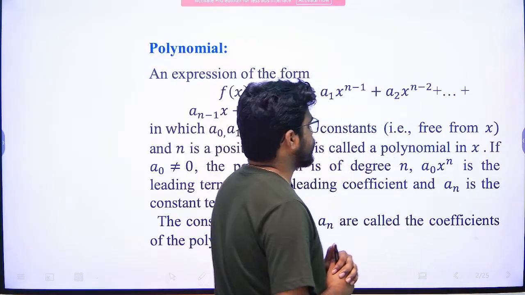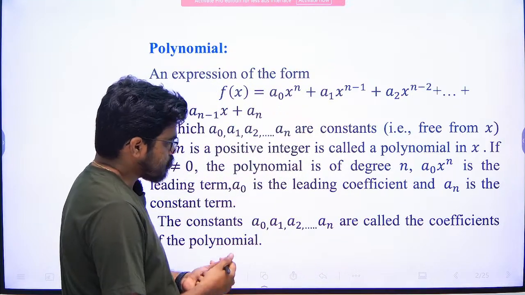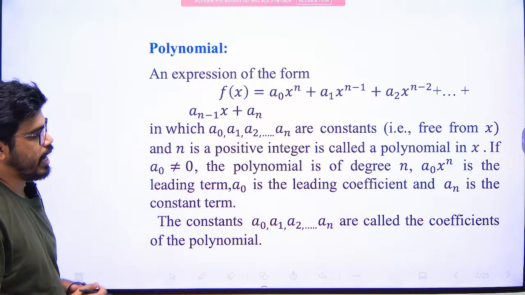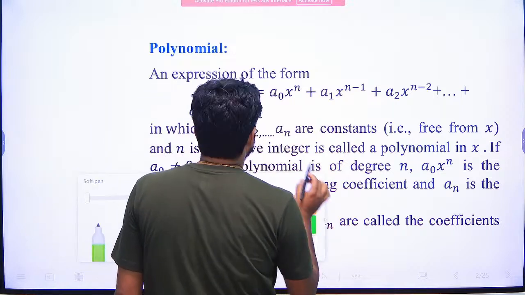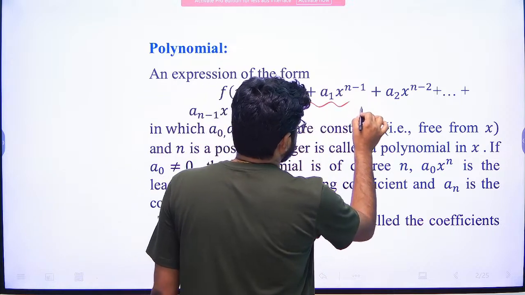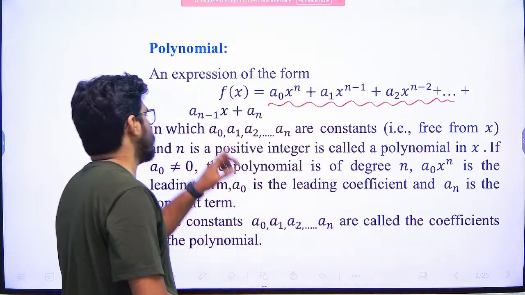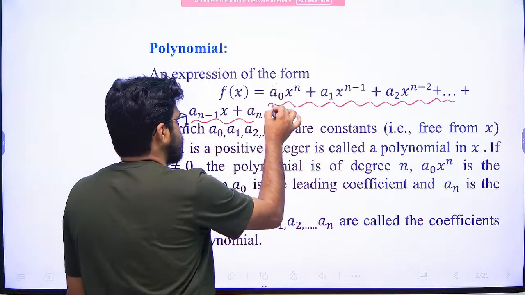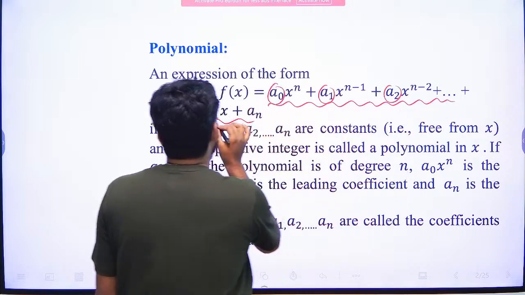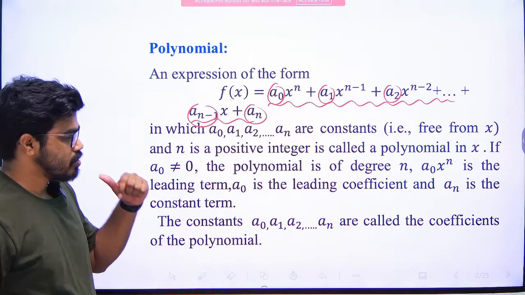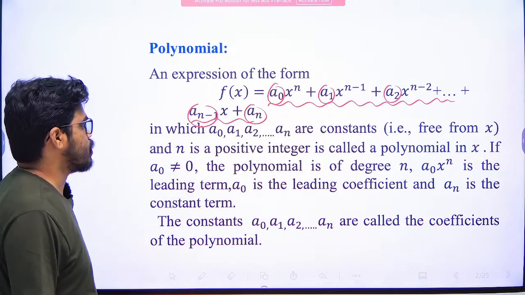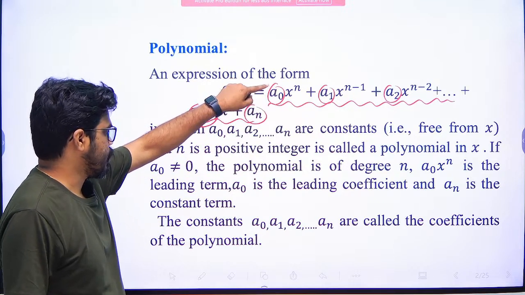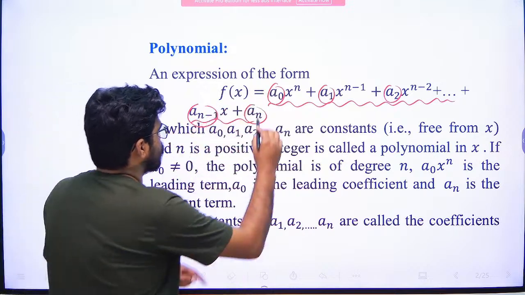So we will discuss from a very basic place, then we will discuss the MCQ problems. So what is a polynomial? An expression of the form a0 x to the power n plus a1 x to the power n minus 1 plus a2 x to the power n minus 2 plus dot dot a n minus 1 x plus a n. This is called a polynomial, right? And these a0, a1, a2, an are called coefficients, which are obviously constants. This a0 is called the leading term.